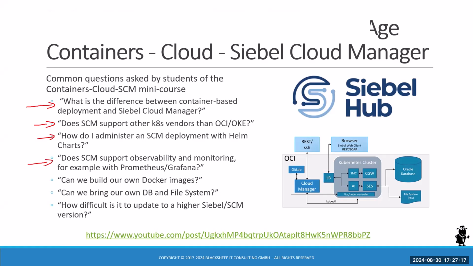Do we have observability? Well, the answer is yes, since 24/6. Can we build and use our own Docker images? Answer is yes. Can we bring our own database and file system? Yes, again. And how difficult is it to update when you have a certain version of Siebel running on containers or SCM, to a higher Siebel and SCM version? Answer is it's surprisingly easy to do that, and the update is a breeze, compared to manually updating 20 production Siebel servers one by one.